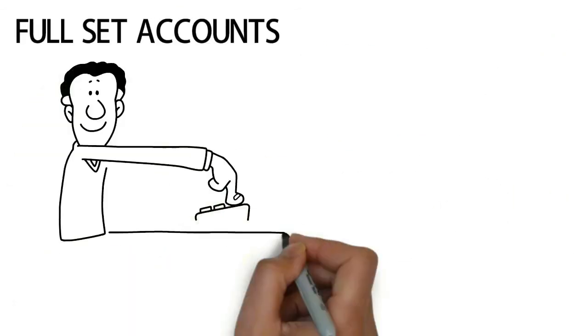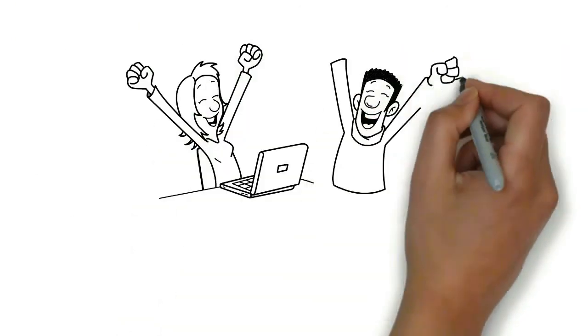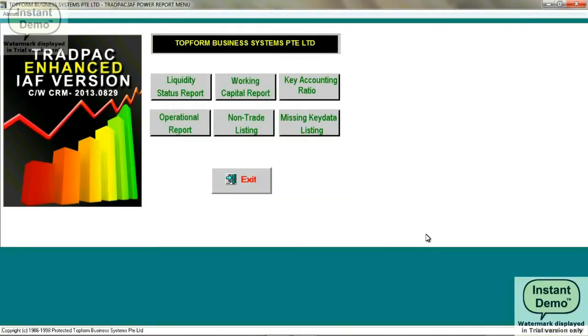DIA is awesome. Full set accounts with one quick step. Easier than partial accounting. Very much less tedious. Cuts down hidden costs, frees up productive resources. No standard accounting system out there has got this feature. CAR stands for Key Accounting Ratio Report.